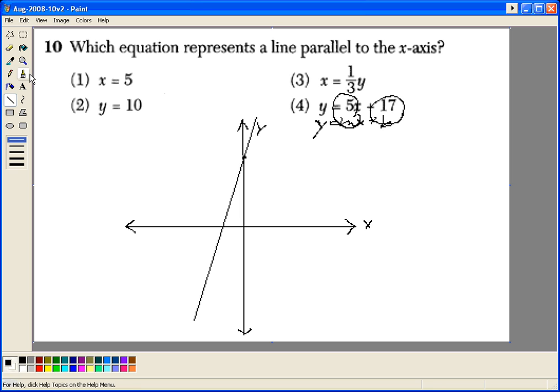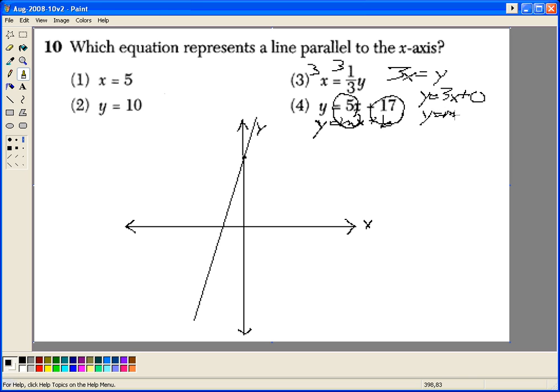Number 3 doesn't quite look like y equals mx plus b. It's got x alone, not y alone. How can we rearrange this? Well, there's a 1/3 in front of the y. We need y alone, so we do the opposite of dividing by 3: we multiply by 3. The new equation would be 3x equals y, or in other words, y equals 3x, plus 0 because that doesn't change anything.